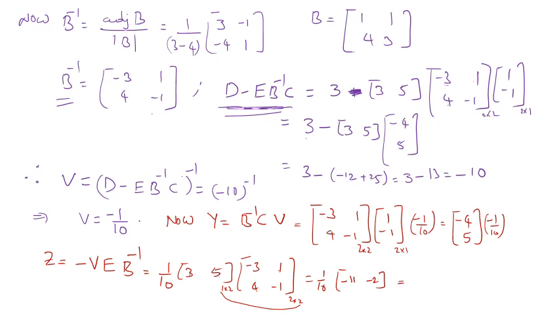Once again, this is minus 9 plus 20 plus 11, right? So the answer is 1 by 10. 11 minus 2 is z value. Next, after z, last value x. What is x equal to?